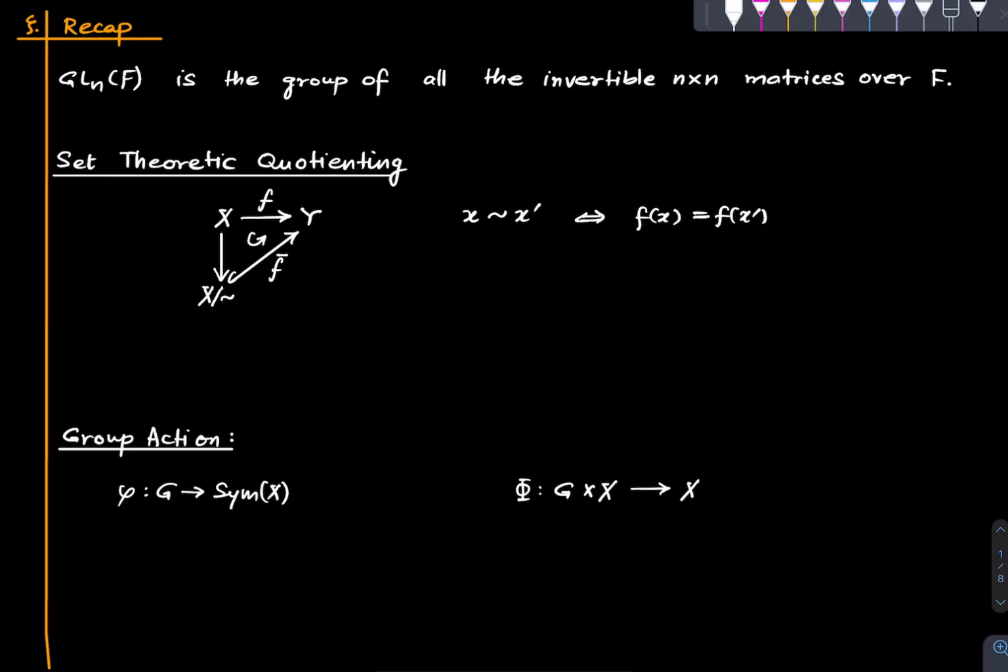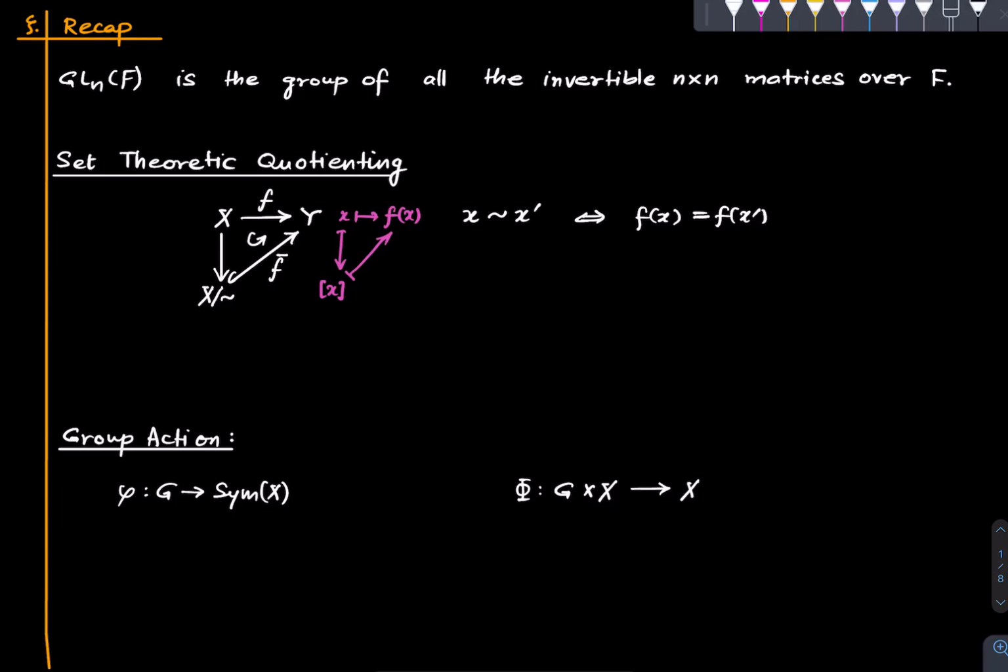What is the map F bar? F takes x to Fx, and this goes to the fiber in which x lies, and this goes to, again, F of x. So that is how this diagram behaves. And this is called set theoretic quotienting.